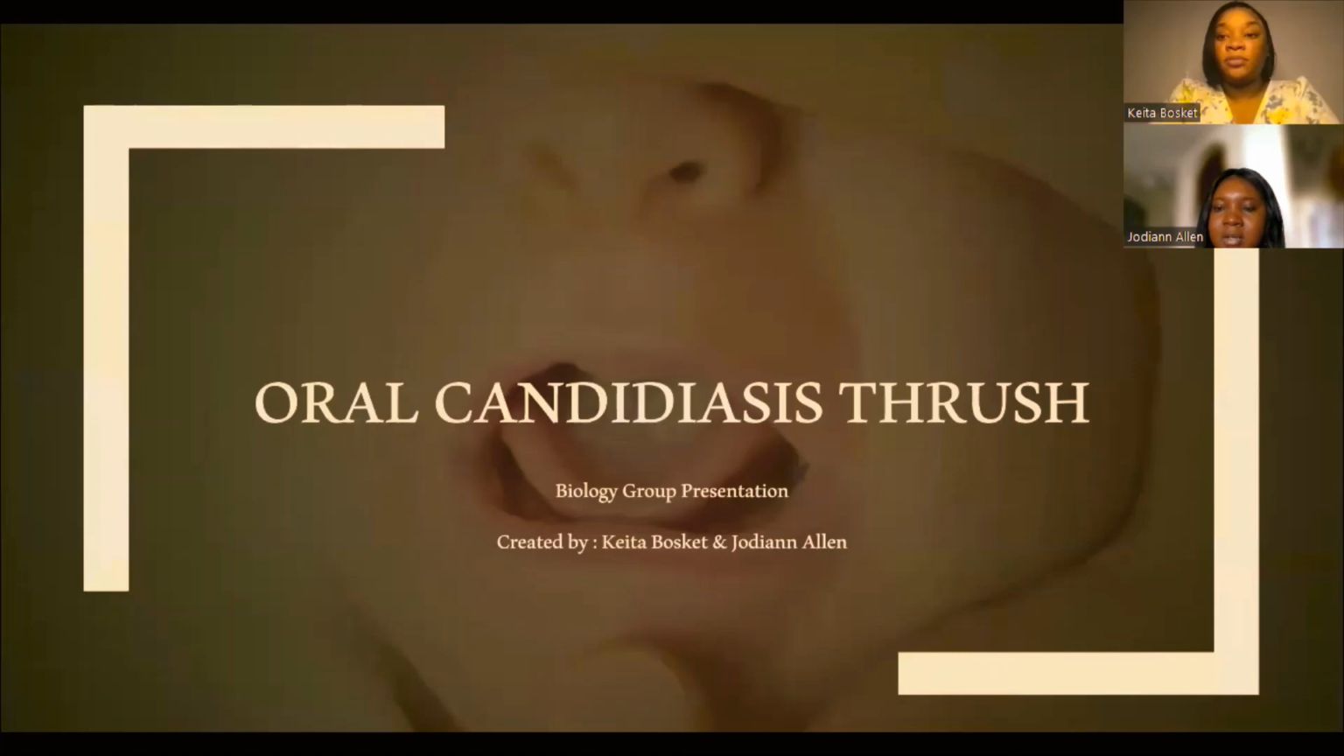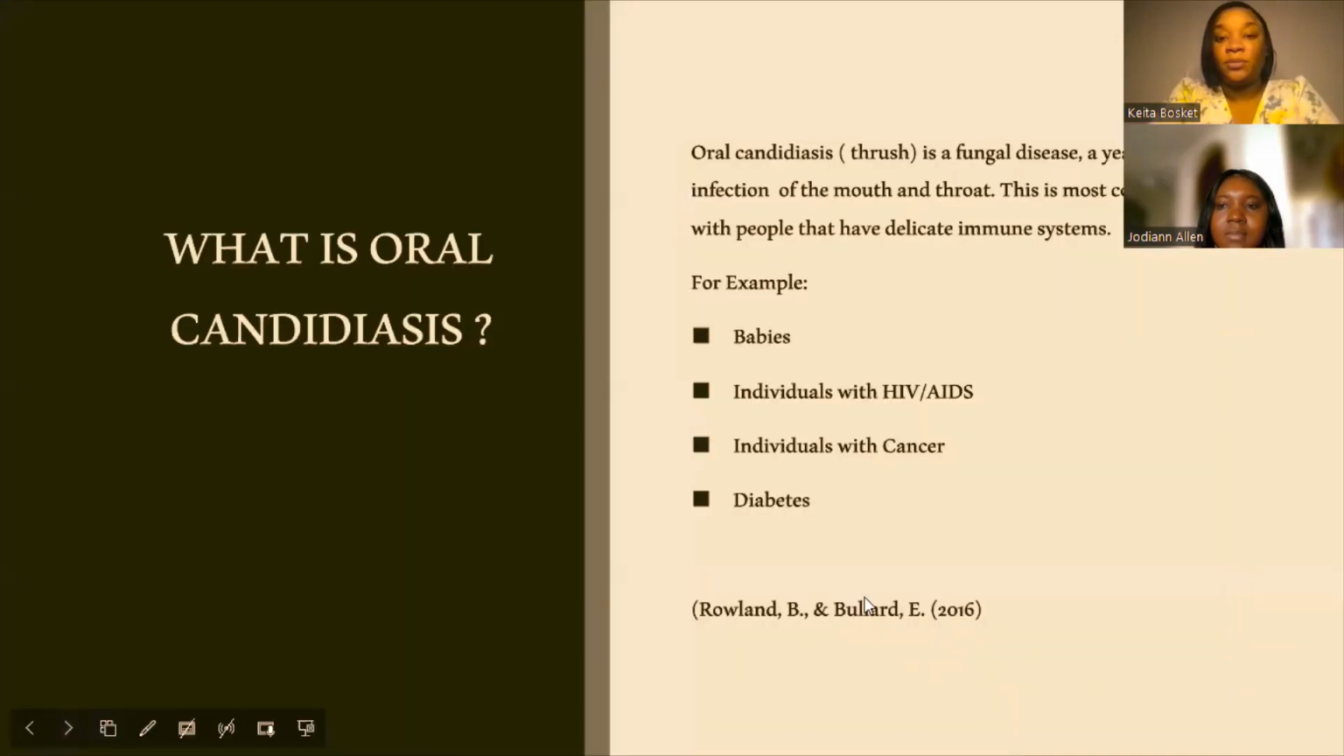Today we're here to present our biology group project on oral candidiasis. In other words, thrush. I know you may be wondering, what is thrush? What is oral candidiasis? It's a fungal disease, a yeast infection of the mouth, and this is most common with people that have delicate immune systems. For example, babies, individuals with cancer, diabetes, and even AIDS.